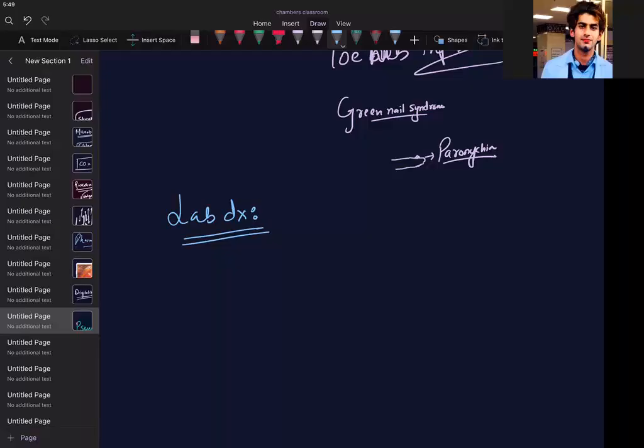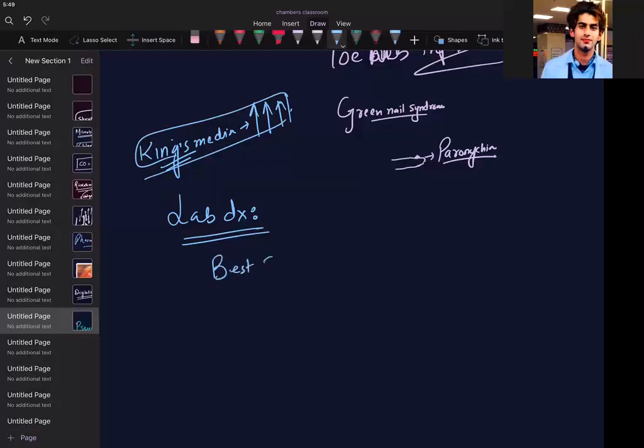They'll be asking you two things. One thing they will ask is, on which media can you see pigment enhancement? The media is King's media. Remember that. If you put these gram-negative rods in King's media, you will see enhancement of the color. The second question they will ask is, what is the best selective media for this? The best selective media is cetrimide agar.